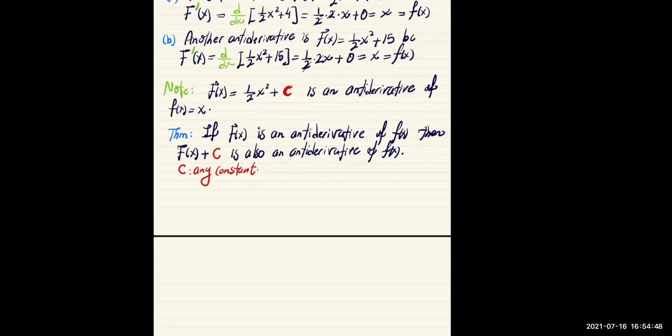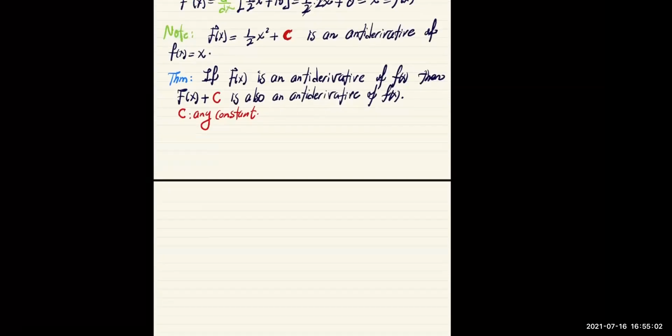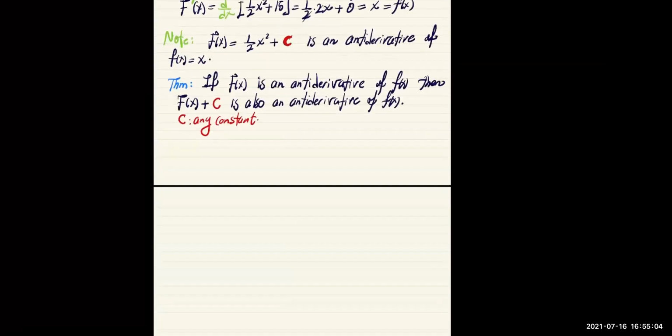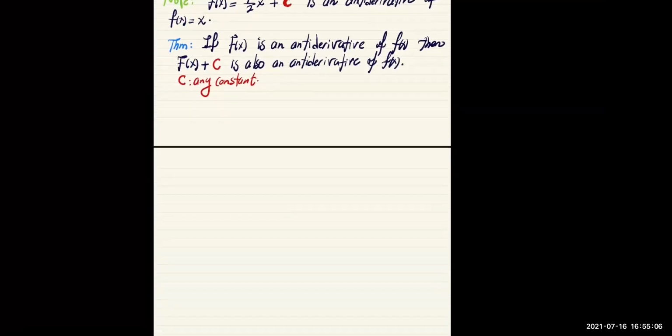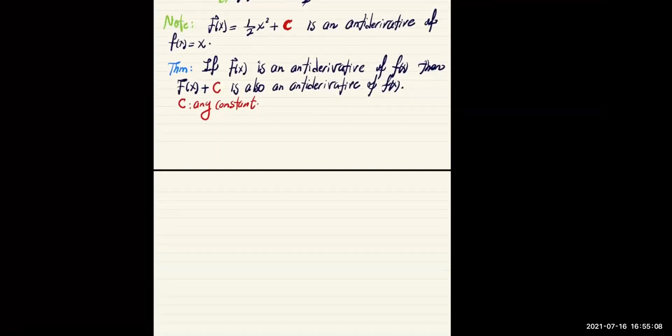Okay, does this not make sense to anybody? The derivative of c is simply 0, so you get little f back, no matter what c is. Okay. Yeah, so let me show you how to find antiderivatives.